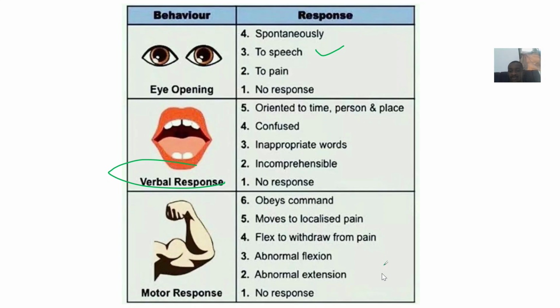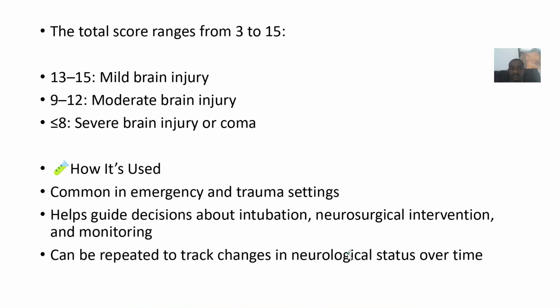For motor response, if the patient is obeying command, give 6. If the patient moves to localize pain, give 5. If they flex to withdraw from pain, give 4. If there's abnormal flexion, give 3. If there's abnormal extension, give 2. If there's no response at all, you give 1.